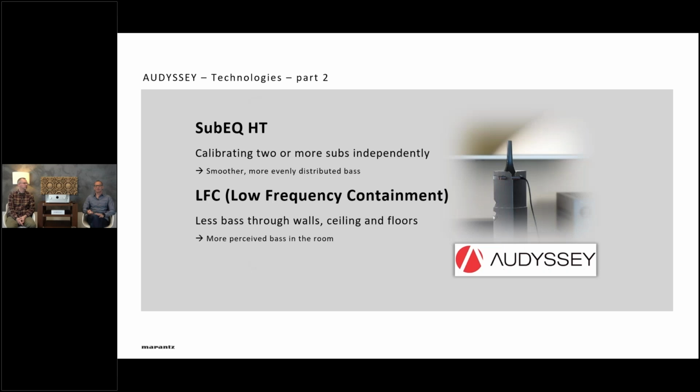Sub EQ is improving the overall bass performance via your subwoofer, and Sub EQ is able to not only calibrate one subwoofer independently, but if you have more than one, so 2, 3, or 4, like our new AVRs are even supporting, this can be handled by Sub EQ HT easily. And then we have the low frequency containment, which helps to keep friendship up with your neighbors, because the bass is not traveling through the wall. So there's some clever algorithm to prevent that.